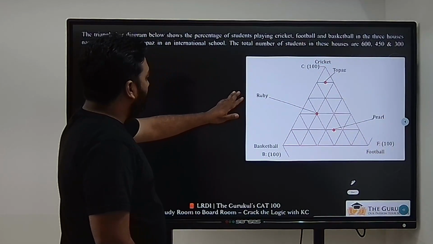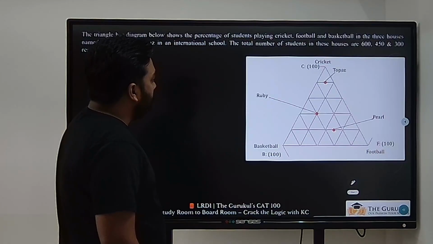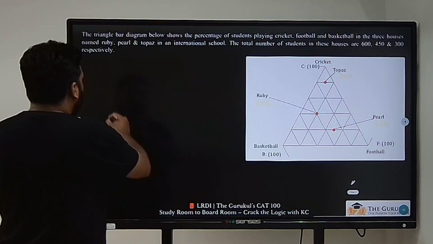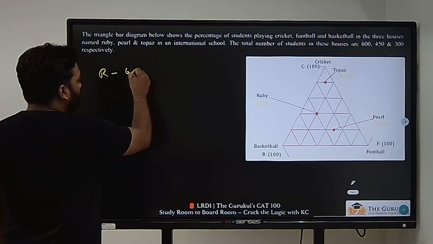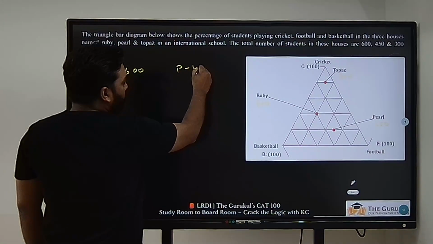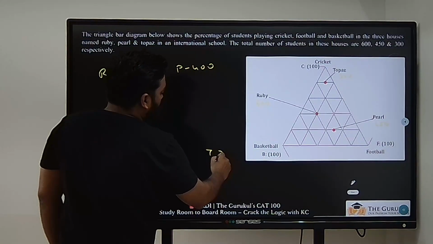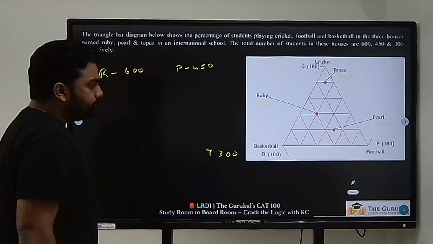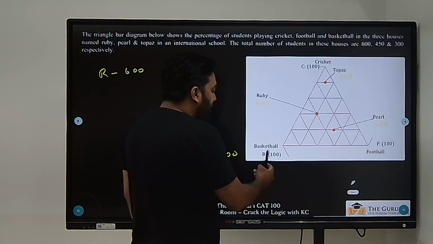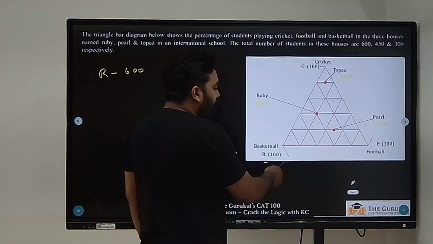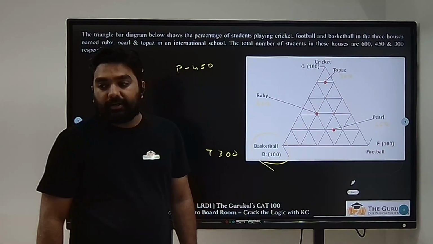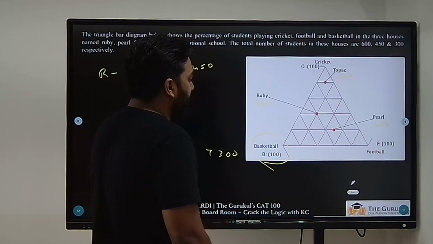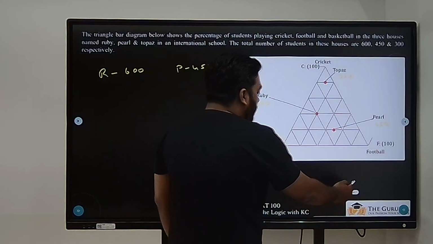So all these values are in terms of percentage and we know individually how many people are there in each house. So we have R 600 people, P 450 people and T 300 people. Now what is this 100 over here? This 100 over here is the percentage value. That is what they are talking about. That 100 is percentage. Now, how do I read this graph?